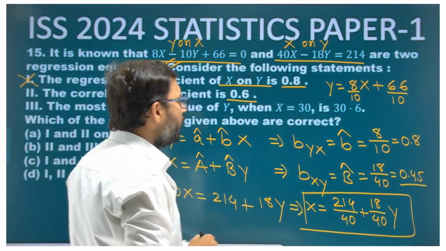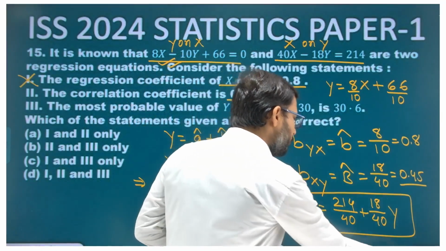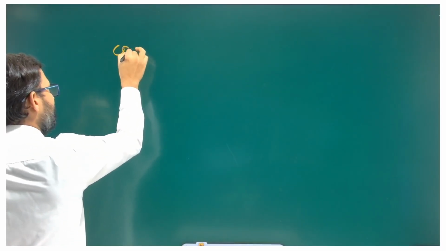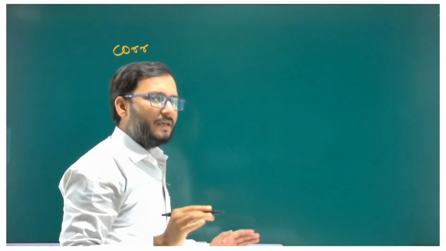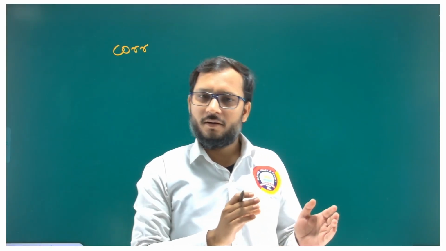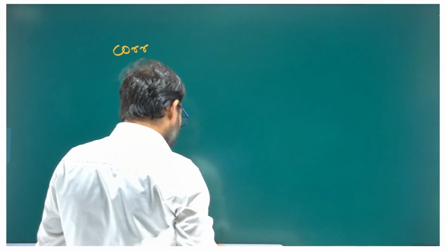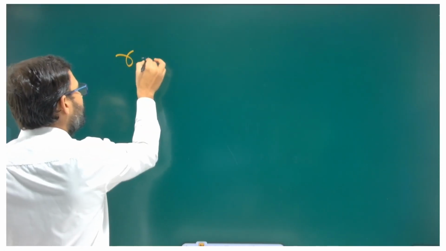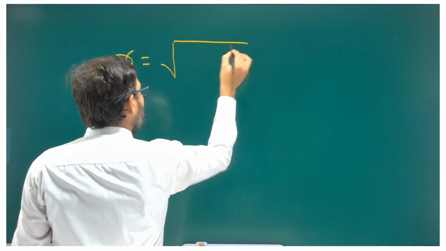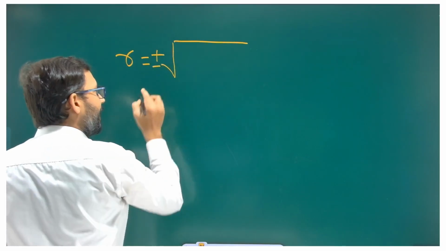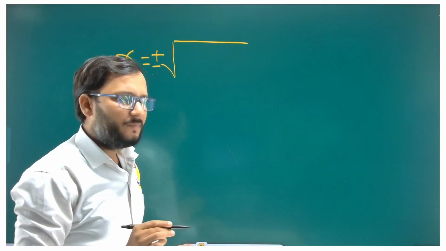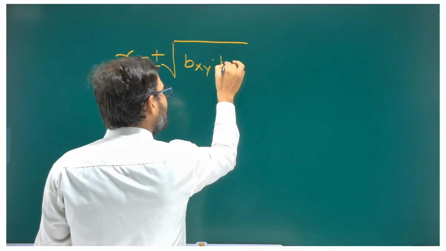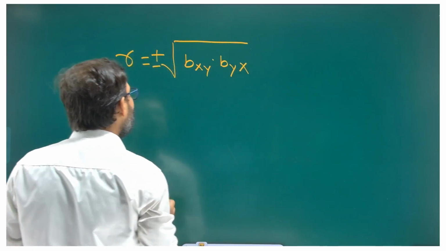Now once we have found byx and bxy, we can use them to find the value of r. We know that the correlation coefficient is the geometric mean of the regression coefficients. So let me just write here the correlation coefficient, that is r. r is the geometric mean, but always plus minus is added. Geometric mean of the regression coefficients, that is bxy into byx.